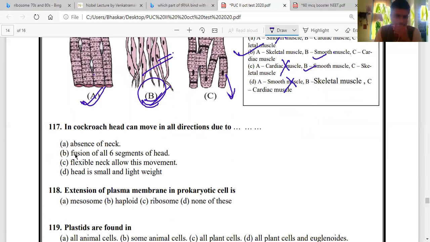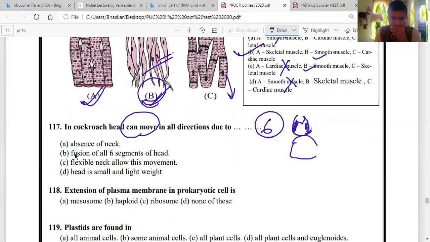Next, in the cockroach, the head can move. Okay. In the cockroach the head is fused from 6 small segments. And the neck part is rotatable because the neck has flexibility, so that it can rotate its head in different directions. So absence of neck, no, they have a neck. Not a neck like the human being. It is not a vertebrate, but a neck is there. Some tissues are there. Fusion of all segments, no. It's a true statement, but it is irrelevant here. The flexible neck allows the movement. That is true.